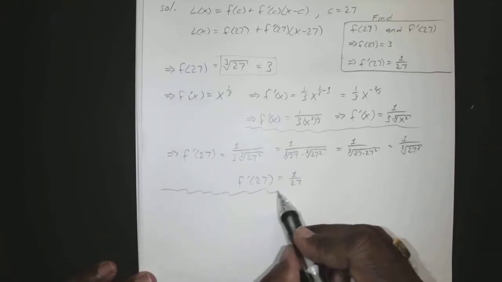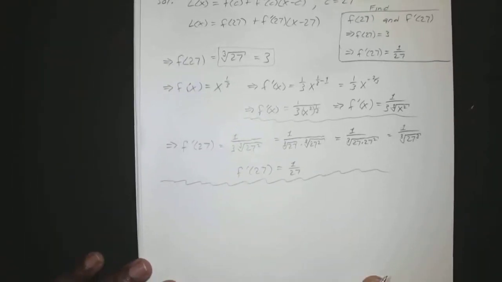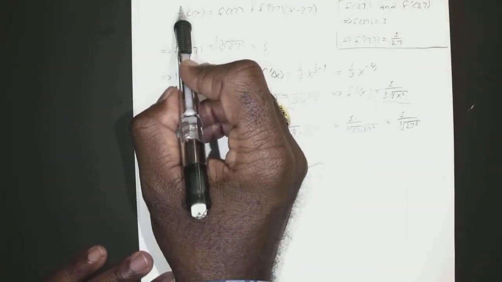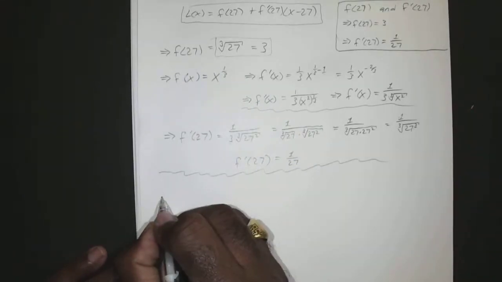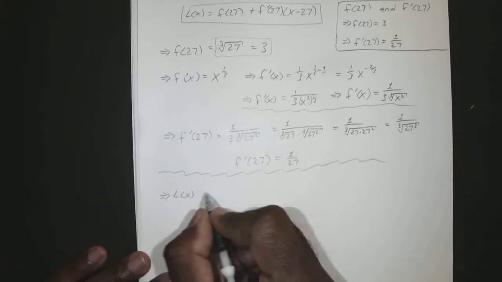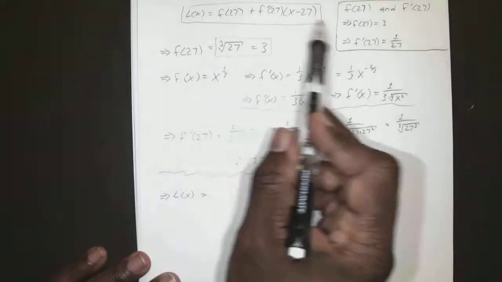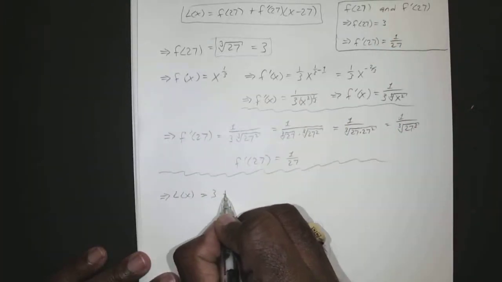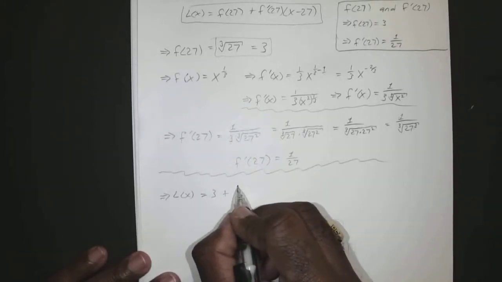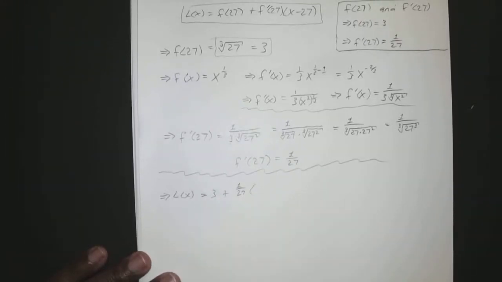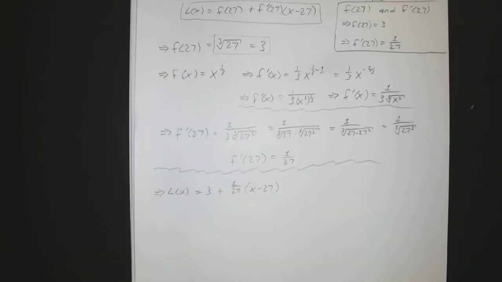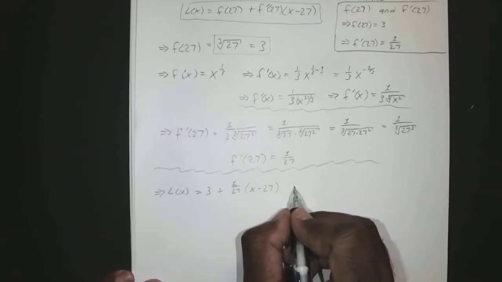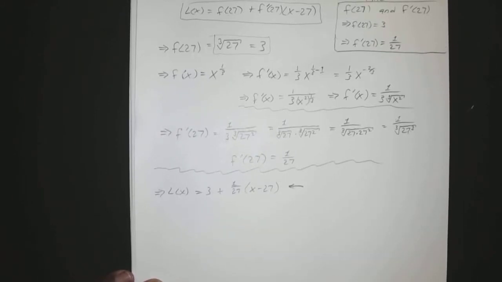Let me go ahead and separate that just a little bit. If we plug it into the formula we started with, our linear approximation is equal to f of 27, which is 3, plus f prime of 27, which is 1 over 27, times x minus 27. So this is your linear approximation at x equals 27.